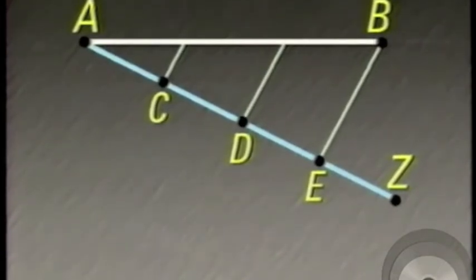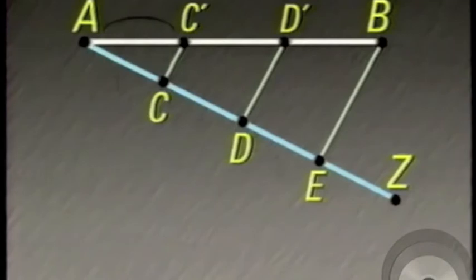We now have 3 similar triangles, ICC', IDD', and IEB, with their corresponding sides proportional. Although the unit measurement along IZ was arbitrary, as a consequence of the similar triangles theorem, the points projected to IB divide it precisely into 3 equal parts. And since IC to CD to DE are in the ratio of 1:1:1, therefore IC' to C'D' to D'B are also in the ratio of 1:1:1.